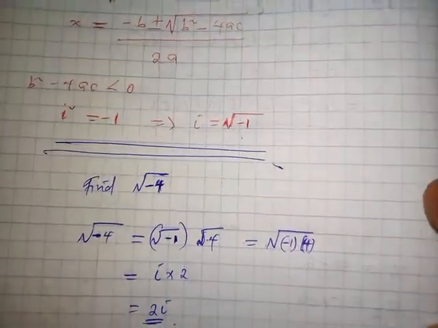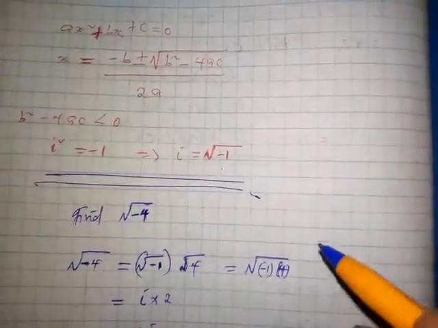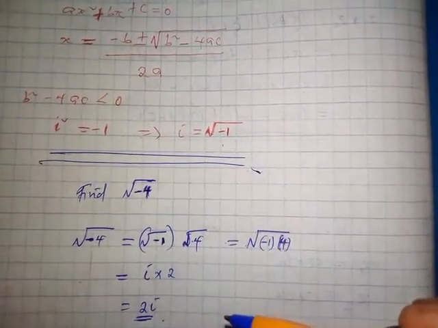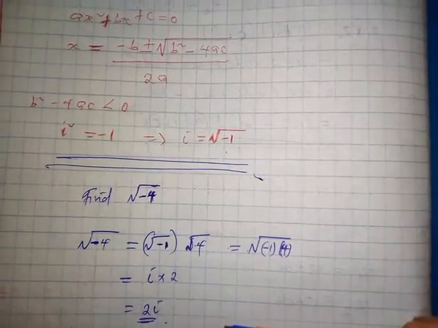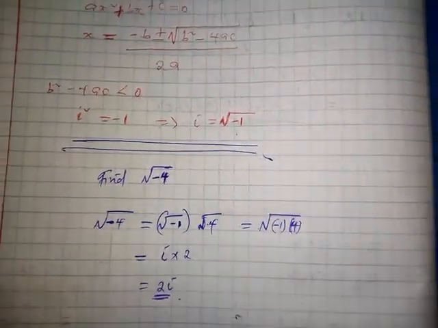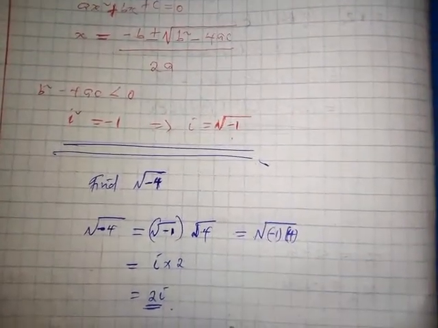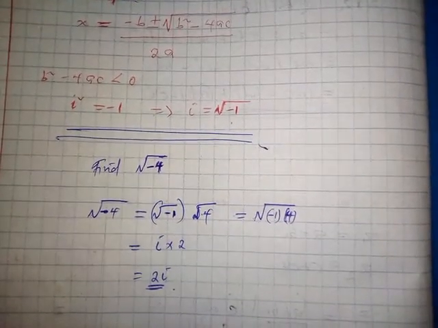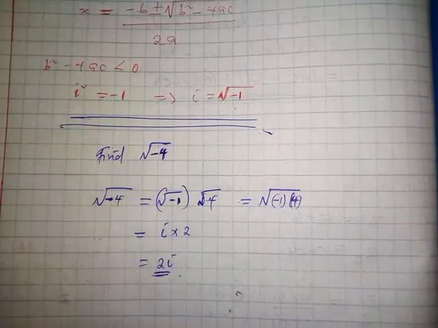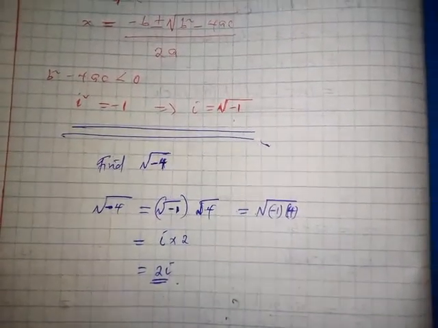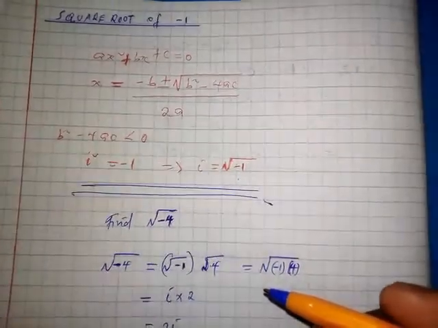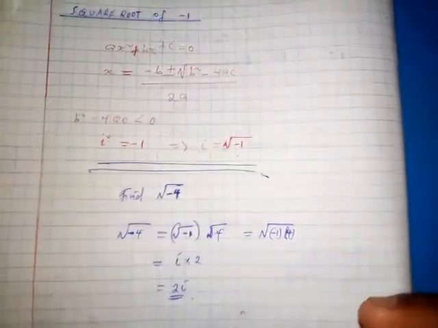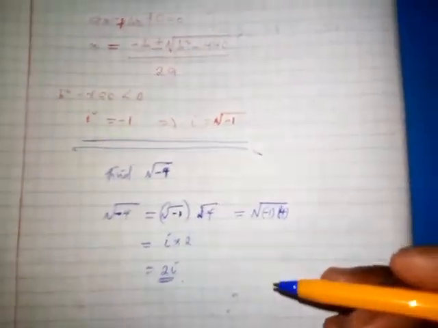as the answer. So I'm just trying to show you how this comes about, or how i can be used when it comes to complex numbers or the square root of negative numbers, how you can play with that i and -1. And up to that point, I hope you have learned something, that the square root of -1 is i.